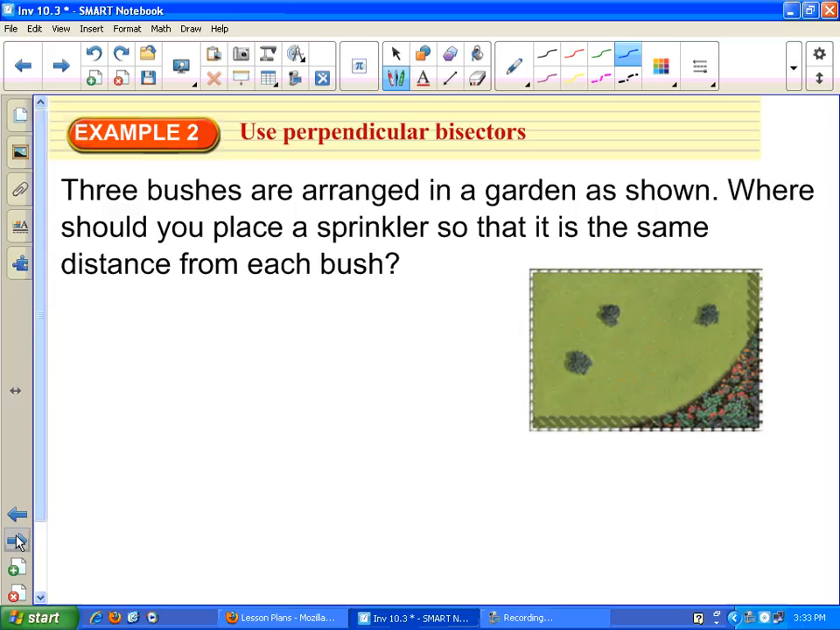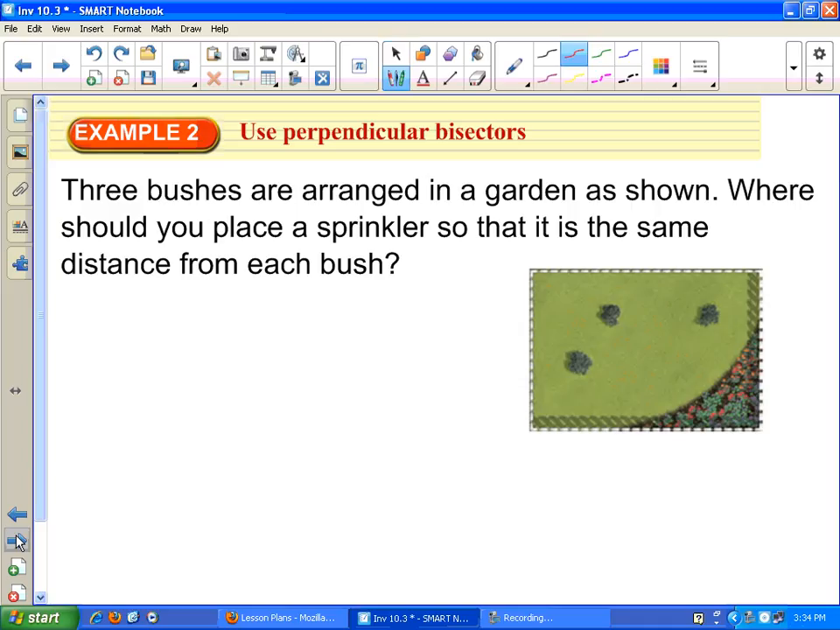So we have three bushes arranged in a garden as shown. Where should you place a sprinkler so that it is the same distance from each bush? Doesn't look like circles. I don't see any circles, but we're going to apply the last theorems. We're going to just draw a line between our three bushes.